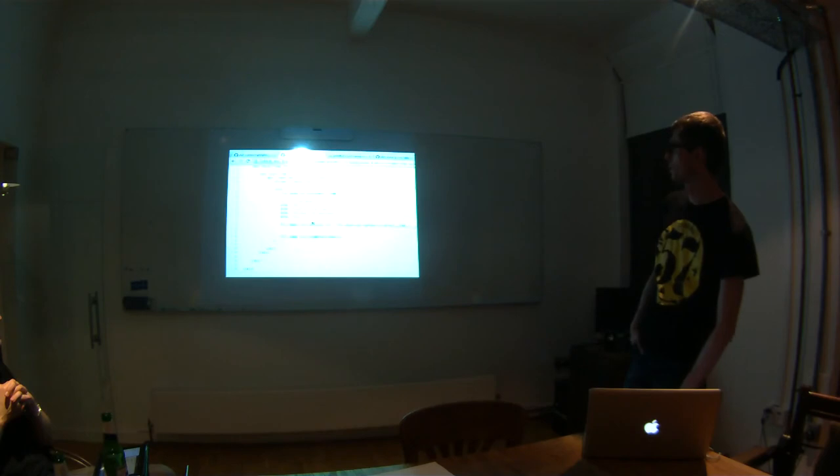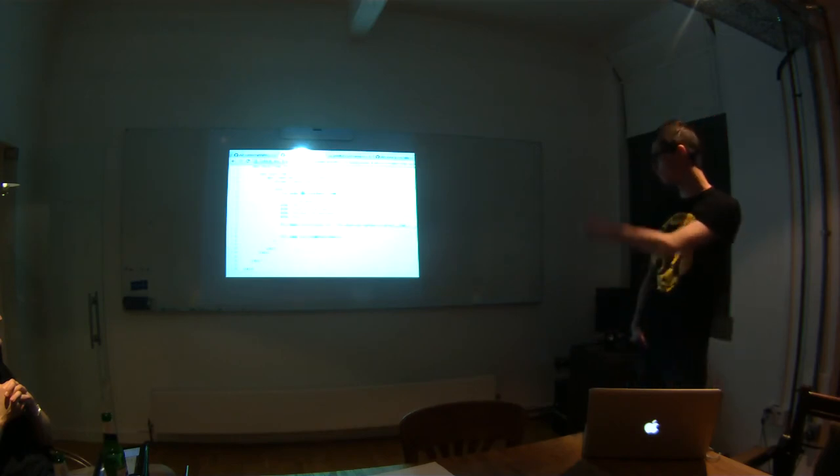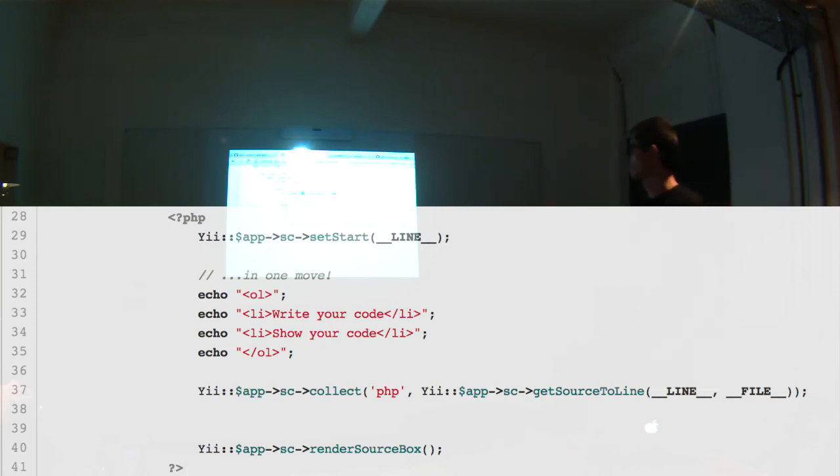Basically, as you can see, with the source collector component, you have all these methods there. The set start is just setting the line as the start line, then it's counting two lines more, so it's starting from 31 actually, to collect the code. And then at the same time, of course, this code is being executed. So you're showing the output of the code in first place, and then it's collecting this snippet of code, because it's reading from here to here and opening the actual file. And then it's rendering the source box, so it's rendering the snippet of code. So if you change something in here, it will be updated as well.